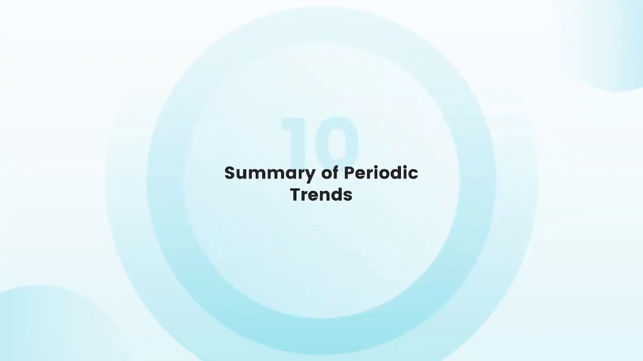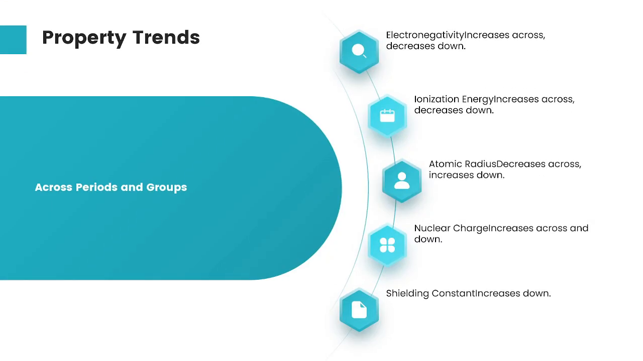In the summary of the periodic trends, electronegativity increases across the period and decreases down the group. Ionization energy increases across the period and decreases down the group. Atomic radius decreases across the period and increases down the group. Effective nuclear charge increases across the period and decreases down the group.